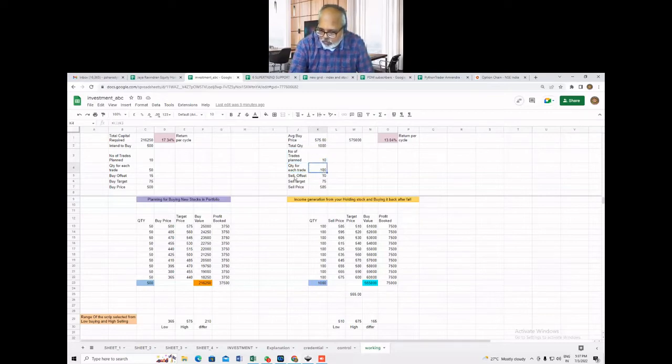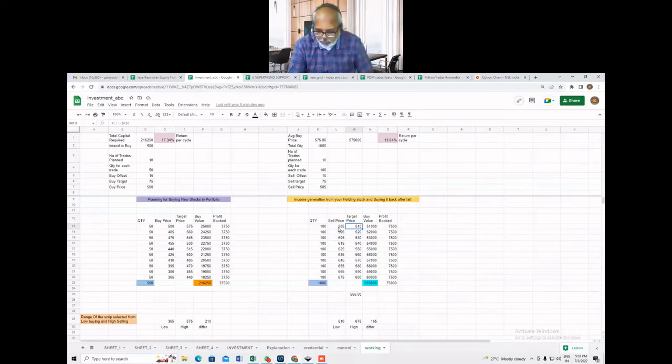Then sell offset is at what difference I would like to sell. The sell target would be 75 and the sell price starting would be at 585. So whenever the market goes to 585, my first order of 100 shares will be executed. And since I have placed a target of 75, if the market comes down to 510, it will buy back the shares for me. So whatever I had in my position, it will remain in my DP.